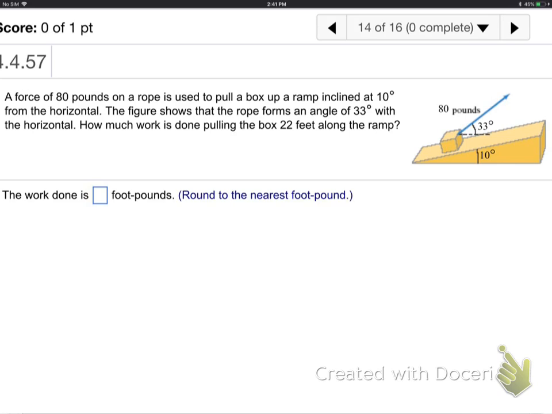Does that make sense? The figure shows that the rope forms an angle of 33 degrees with the horizontal, so that's the force vector. How much work is done in pulling the box 22 feet along the ramp? So basically the difficulty of the problem is to find the force vector and the distance vector, or the movement vector. So can you find the force vector first off? Let's start with that one.